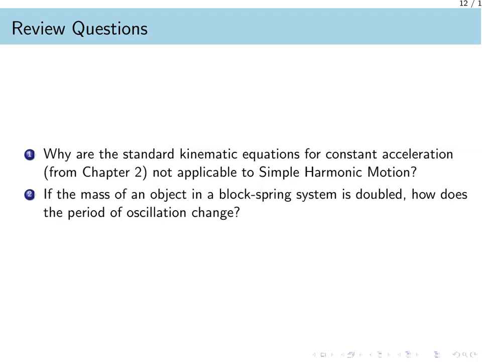First, think about why we cannot use the standard kinematic equations for constant acceleration that we learned in earlier chapters to describe simple harmonic motion. Recall our discussion on how acceleration changes with position. Second, if we were to double the mass of the object in our block spring system while keeping the spring the same, how exactly would the period of oscillation change? Use the relationship between period, mass, and the force constant to determine the new timing of the cycle.